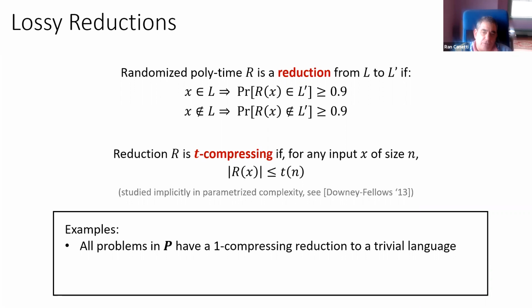Prashant, just to make sure, the probability is taken over only the coins of the reduction, right? Oh, yes, okay, thanks. Yes, it's for every x, over all the random coins of the reduction. Yeah. Okay, thanks.